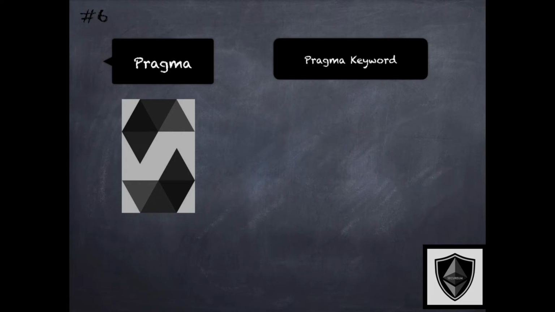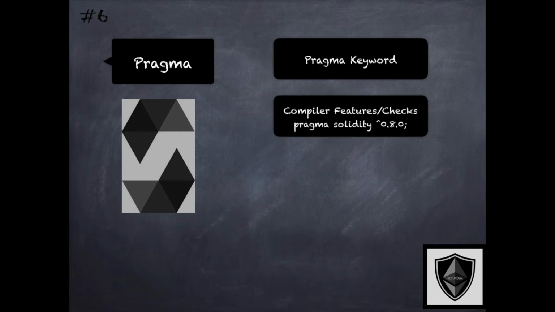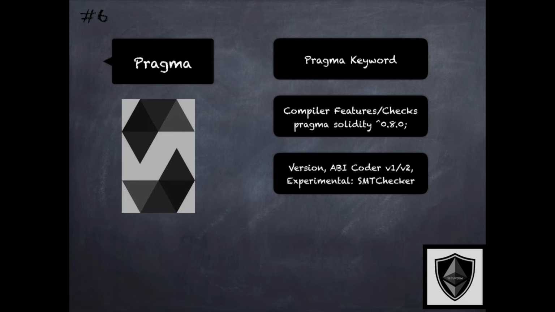The pragma keyword in Solidity is used to enable certain compiler features or compiler checks. An example looks something like this. It can say pragma solidity caret 0.8.0, and we'll see what that means in the forthcoming slides. But at a high level, there are two types of pragmas. The first kind specifies the version, and there are two types of versions that can be specified: the version of the compiler, so the Solidity compiler itself, and the version of what is known as an ABI coder. And this could be either version 1 or version 2. And that specific version is declared by the pragma directive.